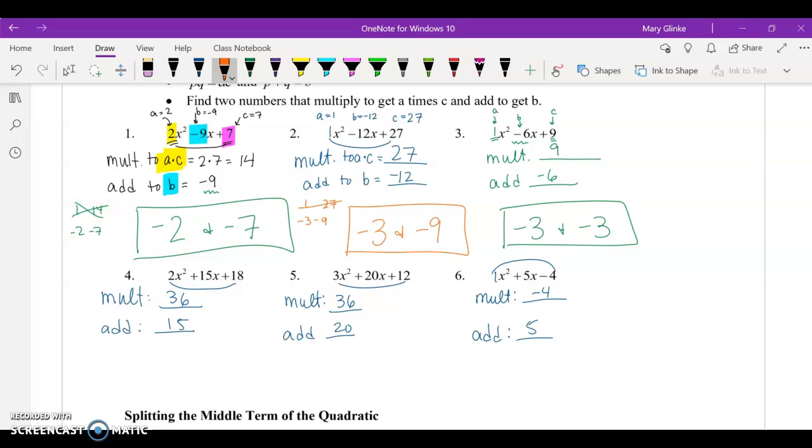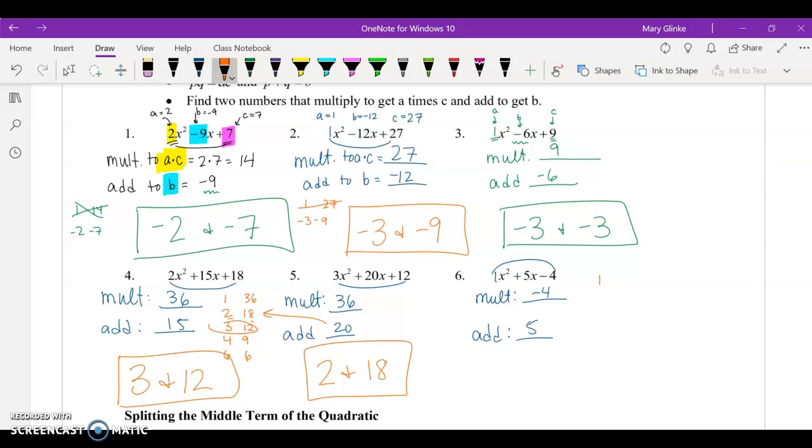Some of these are a little bit more challenging, like 36 has a lot of options: 1 and 36, 2 and 18, 3 and 12, 4 and 9, and 6 and 6. So sometimes you have a lot of options to go through. So looking at number 4, the only way we get 15 out of those is if we use 3 and 12, and everything is positive for that one. For the next one, once again, sometimes it helps to list out all of your options because the one that works in this one should have been the 2 and the 18.